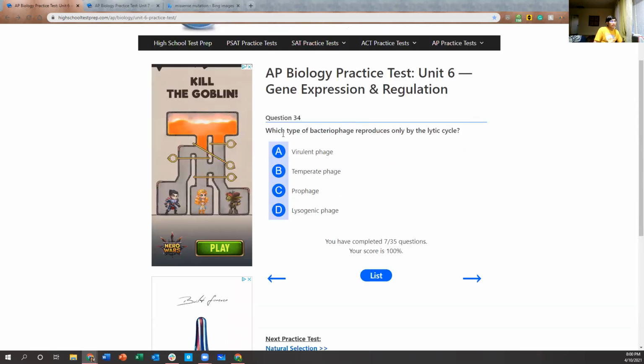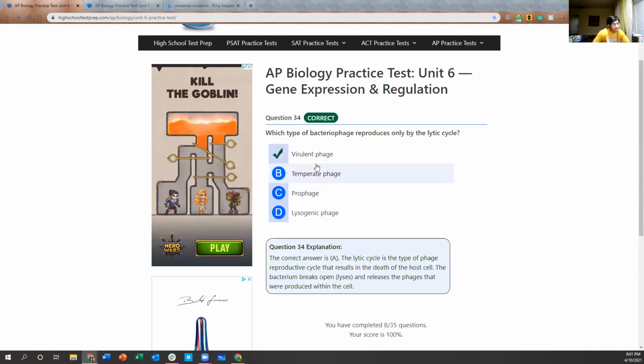Okay. Which type of bacteriophage reproduces only by the lytic cycle? I'm not sure. From what I remember, lytic cycle is fast killing and lysogenic cycle is slow killing, but I'm not exactly sure what type of bacteriophage would do that. Probably a virulent. Yeah, virulent just sounds like the right answer. Death of the host cell. Lytic cycle results from the death of the host cell.